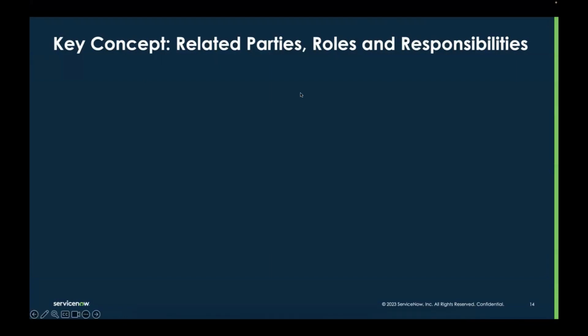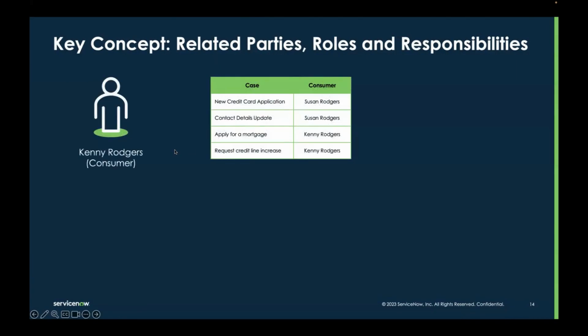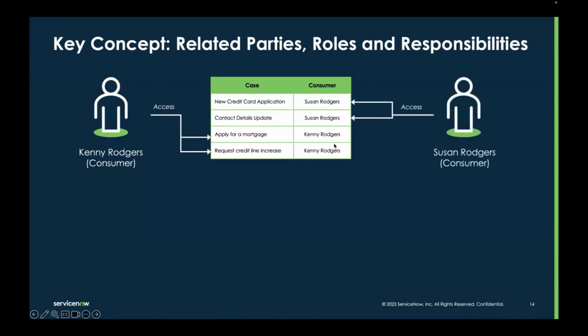Let's take an example. Kenny Rogers, a B2C consumer, has a set of cases raised by or for him that he has access to. Similarly, Susan Rogers is another consumer and Kenny's wife who has her own set of cases. Now, Susan requires access to one of Kenny's cases. For example, they apply for a mortgage case so that she can track and contribute to the case. As we touched upon earlier, this access can be achieved through related parties.